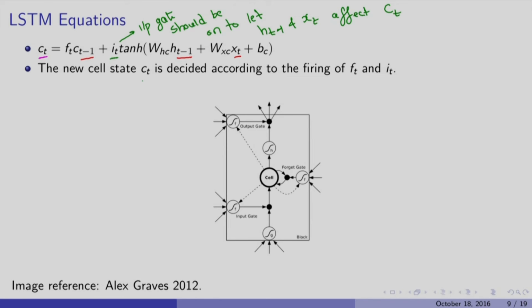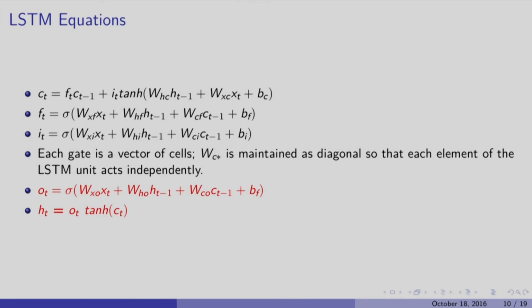So new cell state CT is decided according to the firing of FT and IT. A lot of the effects here are being reflected through the so-called Hadamard product. CT is affected by CT minus 1, but there is a Hadamard product with FT, and this is where the gating effect is taking place, plus IT times, again, the Hadamard product with a weighted linear combination of HT minus 1 and XT, let us call this ZT.